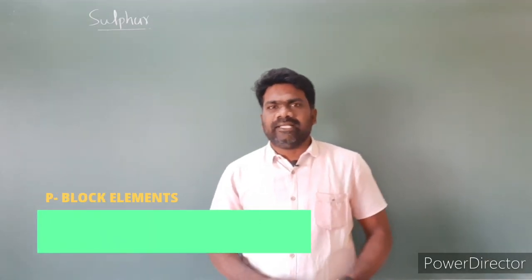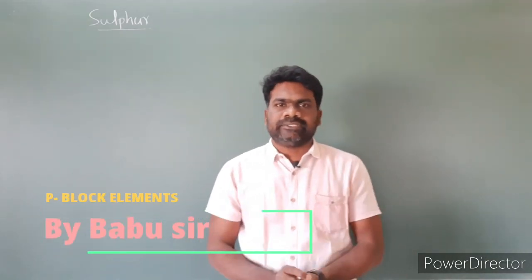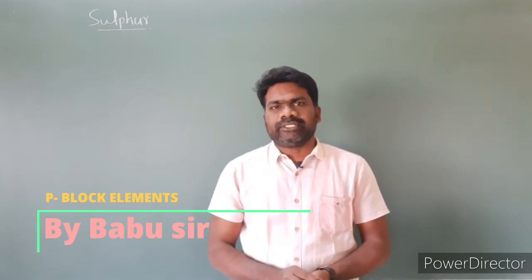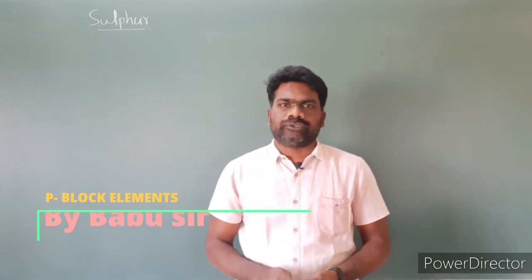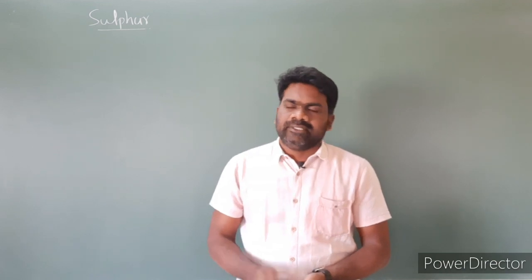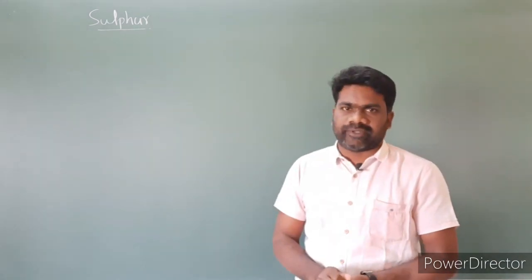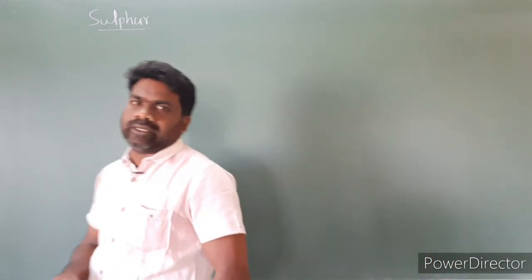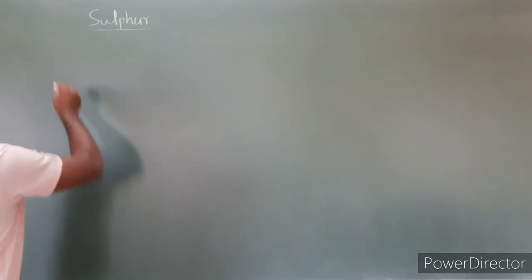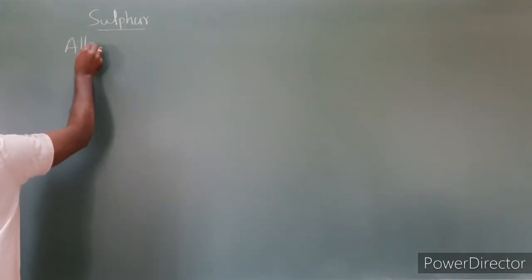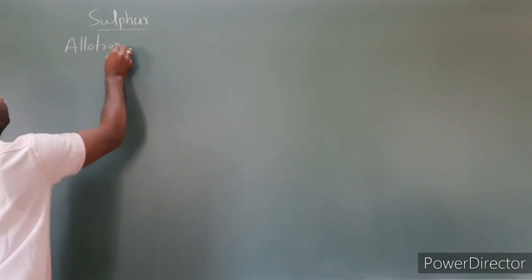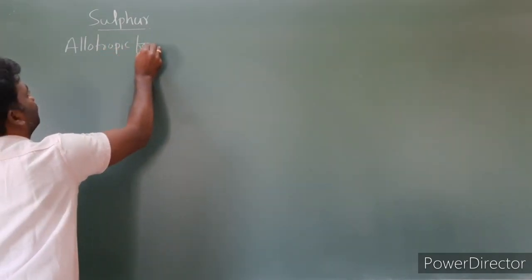In the last class you learned the preparation, properties, and uses of oxygen, the preparation, properties, and uses of ozone, and you learned oxides. Today's topic is sulfur. In that, the first topic is allotropic forms of sulfur.